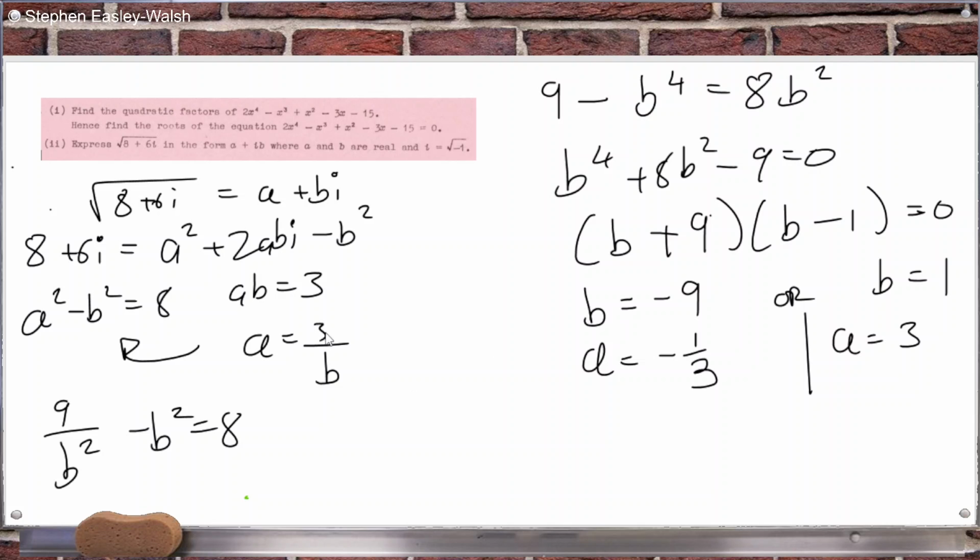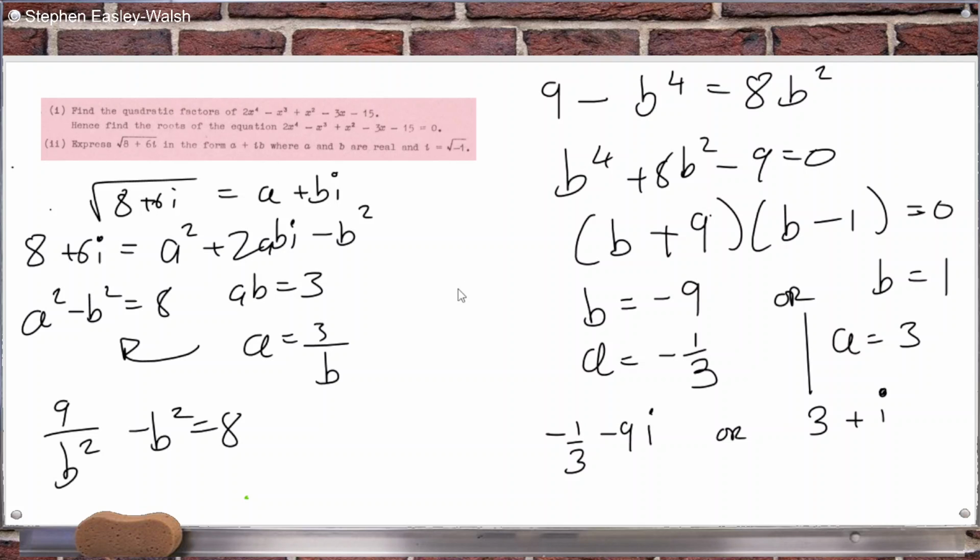Still, I'm not happy about that. Something doesn't seem right. A is 3 over b. I feel like it's upside down. I must be doing something wrong that I can't see. A squared minus b squared equals 8. ab equals 3. A is 3 over b. I've subbed in the a. That's 9 over b squared minus b squared equals 8, and multiplied by b squared, that's 9 minus b4 equals 8b squared. That's b4 plus 8b squared minus 9. Okay, a plus bi, minus 1/3 minus 9i, or 3 plus 1i. Why is my second answer not working here? Let me think about this.